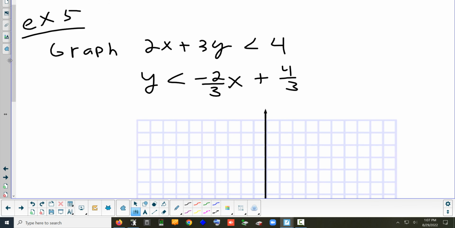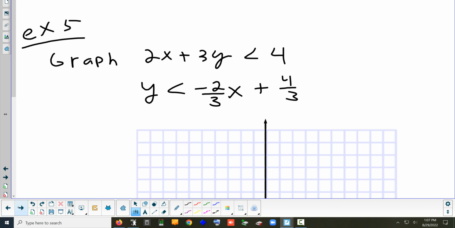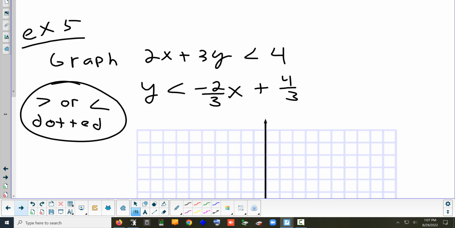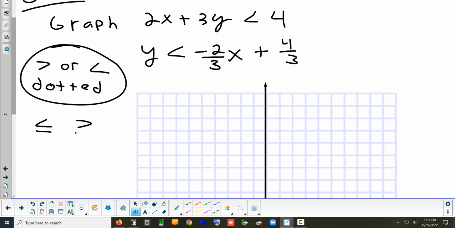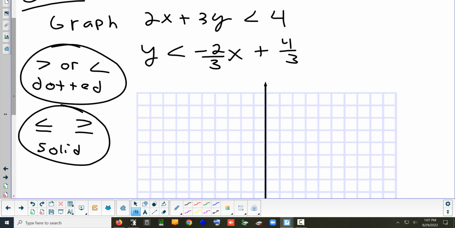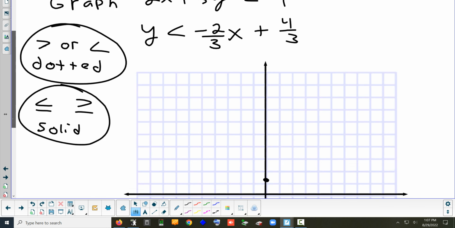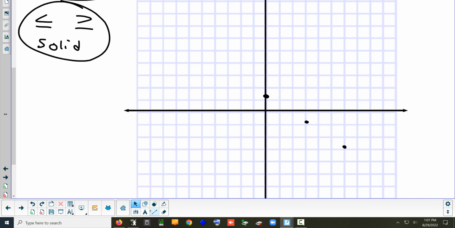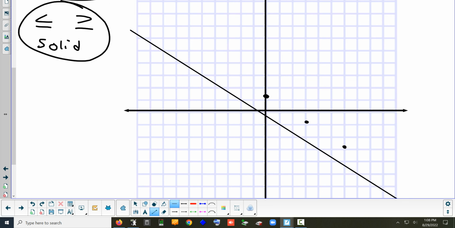Before we draw the line, one thing we have to decide is whether it should be solid or dotted. If you have a less than or a greater than, we're going to use dotted. Less than or equal to, greater than or equal to, solid. So in this case, dotted or solid? It's going to be dotted. So I'm going to draw my line. Kind of like that.